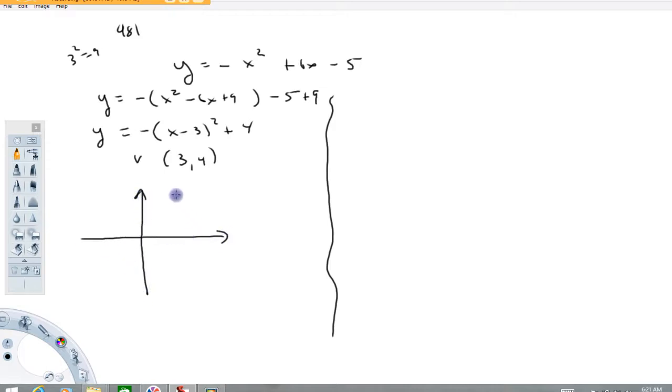On your exam, you're going to have an actual grid here. But 1, 2, 3, 1, 2, 3, 4. There's the vertex. Now the minus sign: I know this thing opens down, so it's going to look maybe something like this. You definitely want to know where it crosses this axis here.